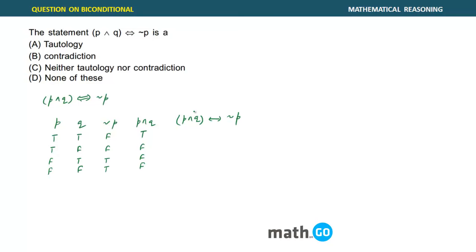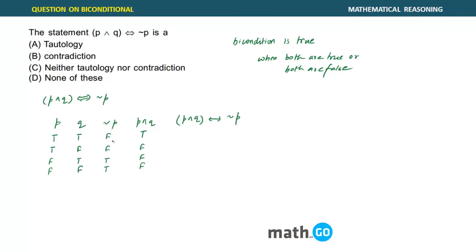So now we know the formula that bicondition returns true. So bicondition is true when both are true or both are false. This is what we just studied. So this is what we have to check here. So let's see. In these two columns, just check those values where both are false or both are true.